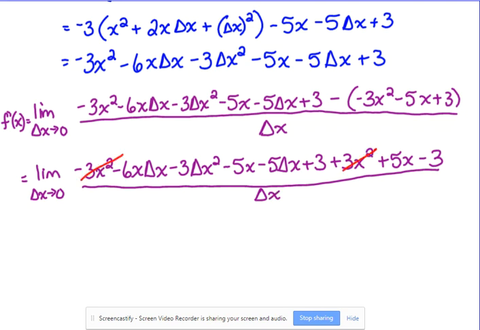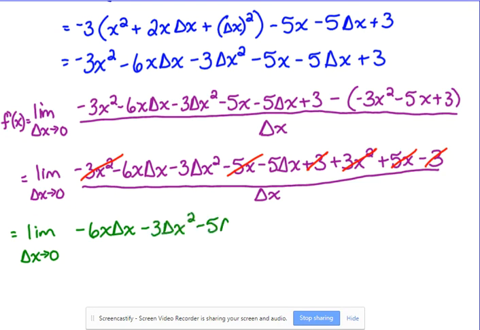Negative 3x squared, positive 3x squared. Negative 5x, positive 5x. Positive 3, negative 3. Well, that was nice. A whole bunch of stuff just disappeared. Let's look at what we've got left. I'm going to change colors. Negative 6x delta x minus 3 delta x squared minus 5 delta x. And that's it. That's all we're left with.